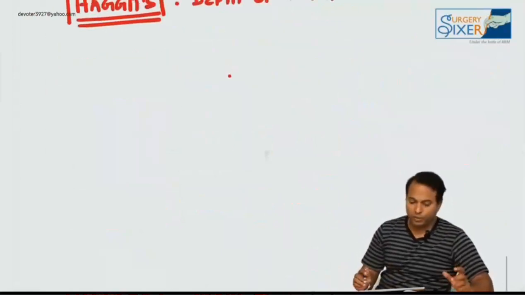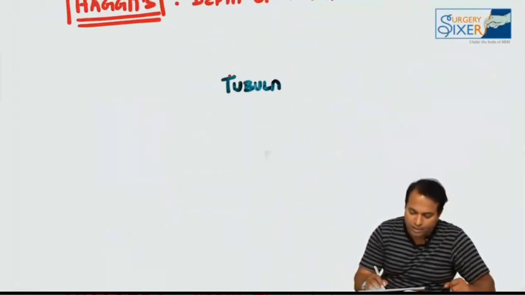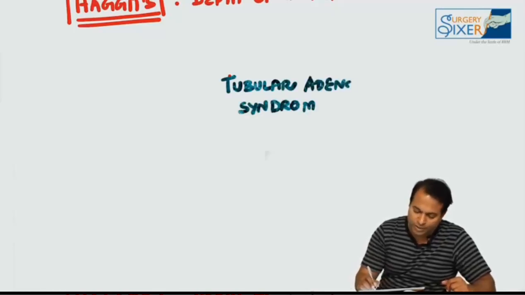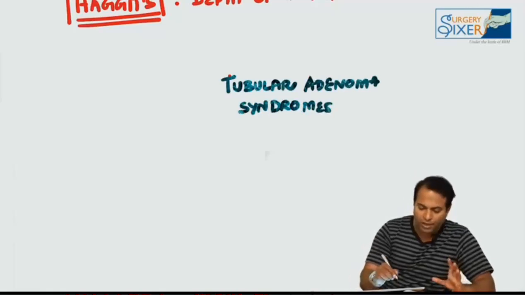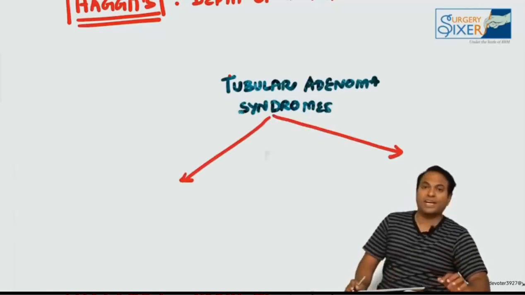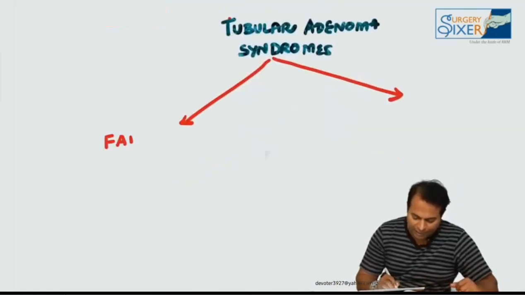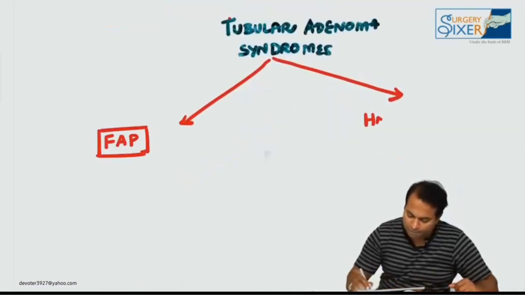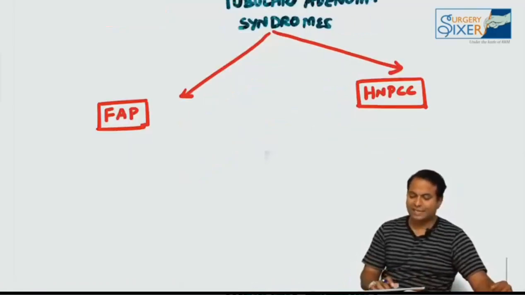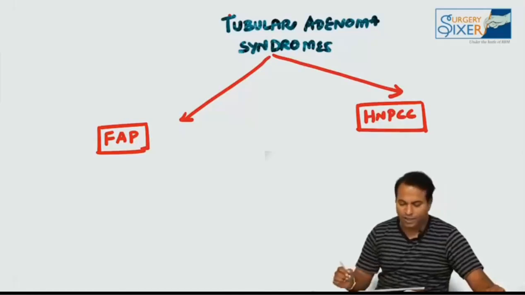Now, next I am going to discuss tubular adenomas, important syndromes and mutations. Can you tell me what are the two important syndromes or mutations associated with tubular adenomas? They are FAP, familial adenomatous polyposis, and HNPCC, hereditary non-polyposis colorectal cancer syndrome. So FAP and HNPCC are the two important things you should not forget.